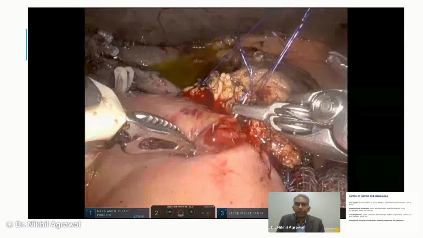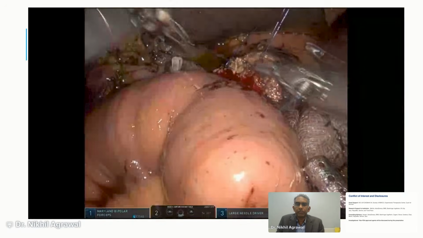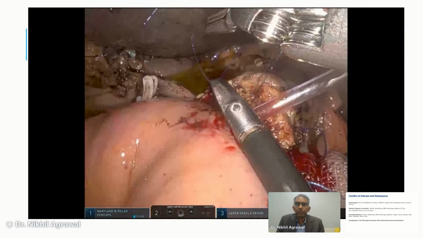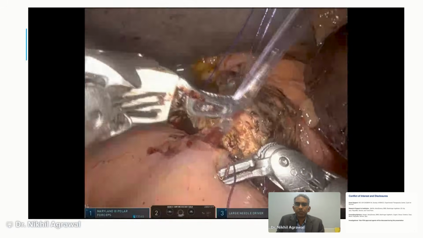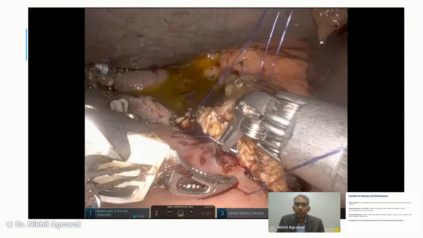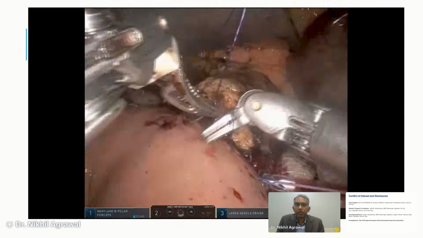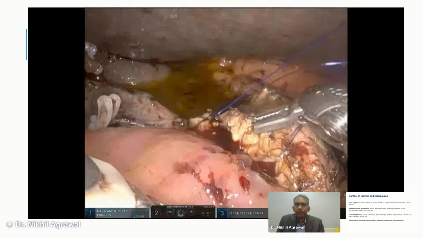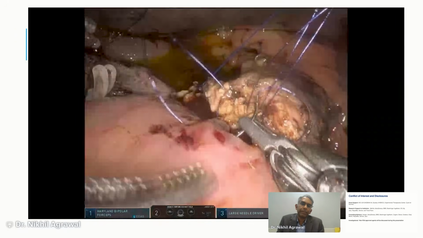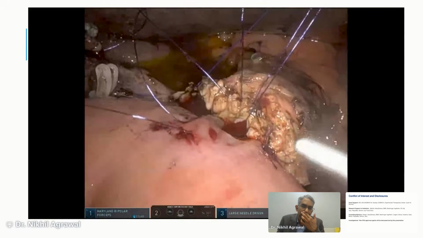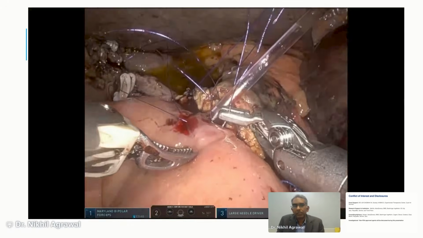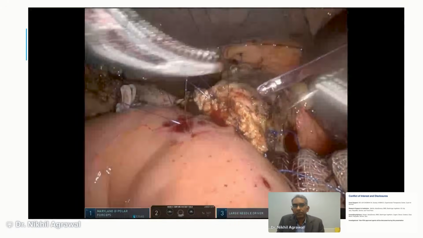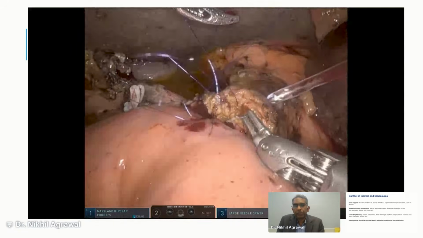This is the pancreatic duct being anastomosed to the jejunum. This is called duct to mucosa. And once we have completed that, then we will take the anterior layer of the pancreatico-jejunal anastomosis.